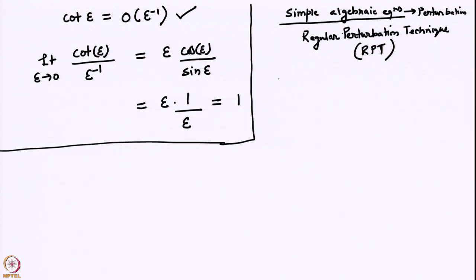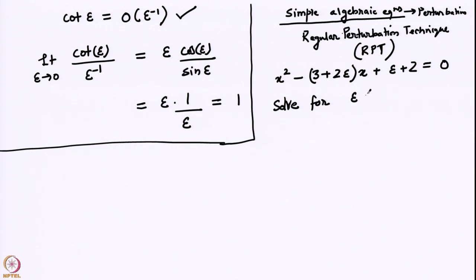So let us say we have a cubic equation, or rather we have a quadratic equation, and we have to find its roots. So the equation is given by this. We have to solve this equation, or solving implies finding its roots for epsilon less than 1.